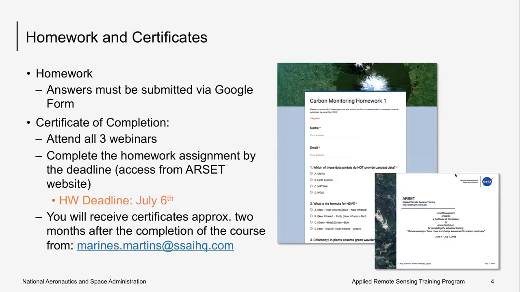We will have one homework assignment after all 3 sessions, which will be submitted through Google Forms. The link will be available after the final session on the website, and we'll post it in the Q&A box during the final week. To receive credit for homework, you must submit all answers via Google Forms by July 6th, so that will be 2 weeks after the last session. To receive a certificate of completion, you must attend all live webinars and complete the homework. It takes some time to process these certificates, so you can expect to receive them about 3 months after the completion of this course.